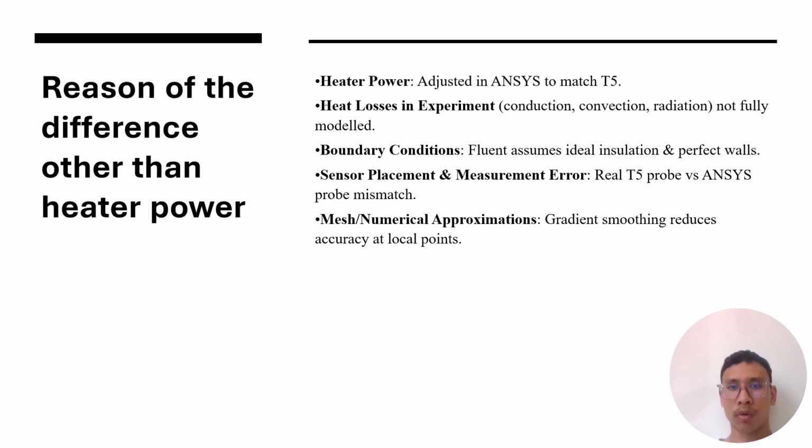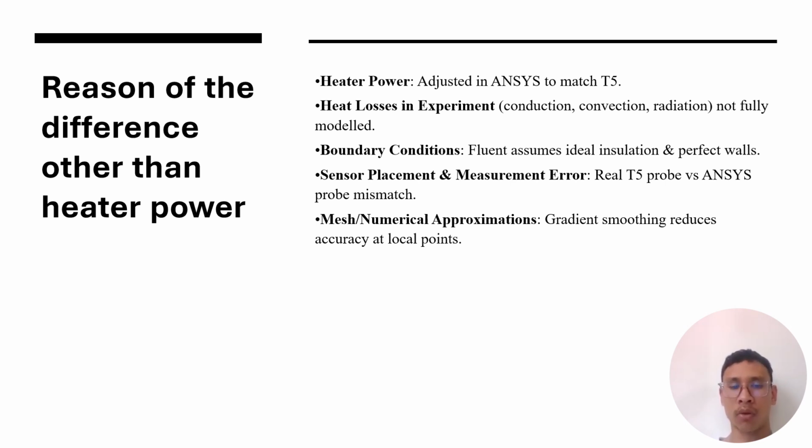Boundary conditions in Fluent are ideal, meaning the walls are assumed perfectly insulated or uniform, which is not true in the lab. Another reason is sensor placement. In the experiment, the T5 thermocouple might be slightly off position or have minor calibration errors, whereas in the simulation, the probe point is perfectly defined.